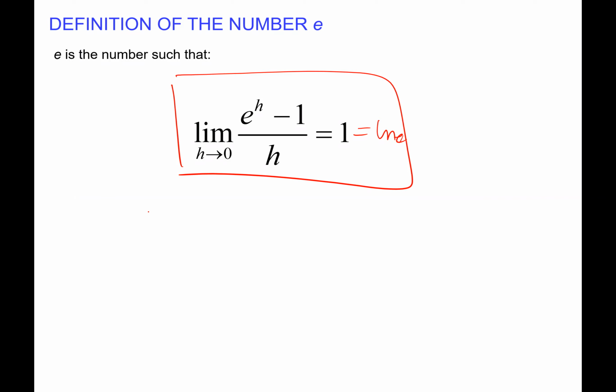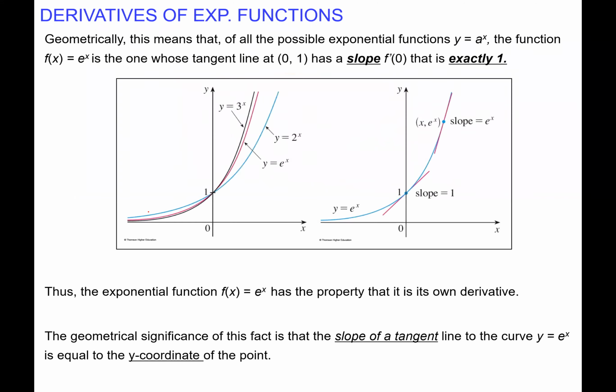Just a little bit of explanation. Having the functions 2 to the x, 3 to the x, e will be between, because the number e must be between 2 and 3. We know why. And it ended up being 2.71.